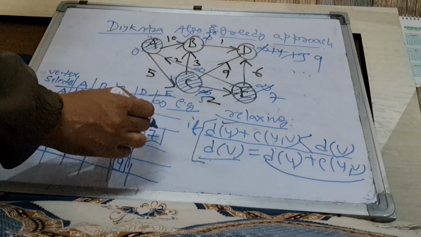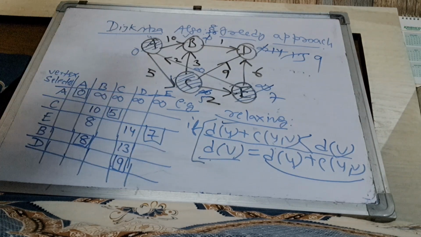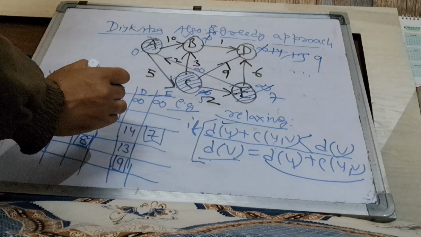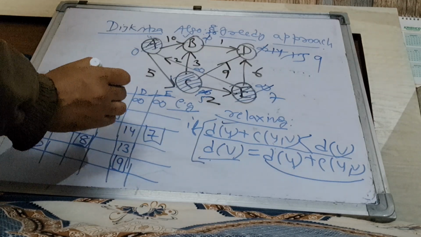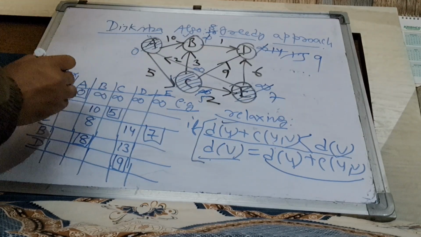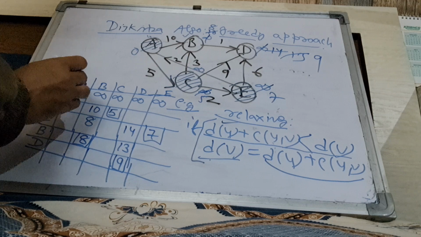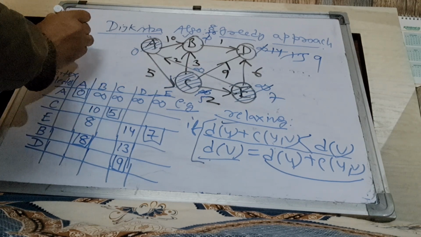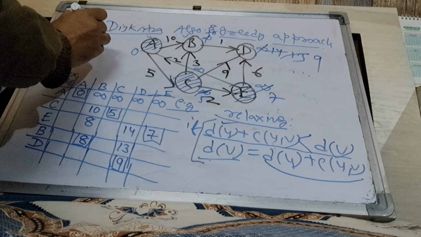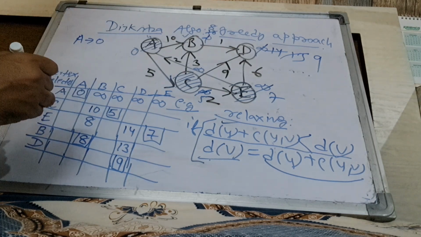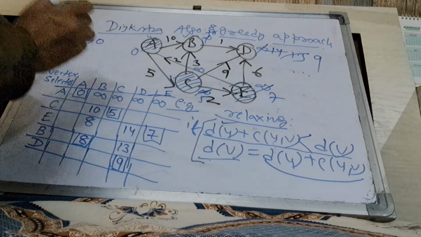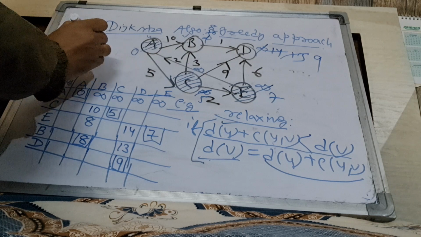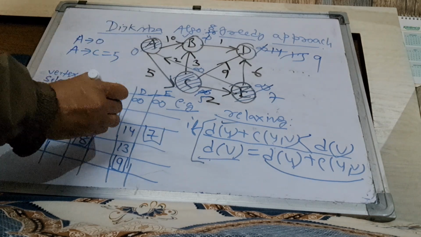And whatever I have highlighted here or selected at a particular instance gives you the cost of reaching that vertex from the source vertex. So you can see A to A cost is 0. It's very much correct. If I want to reach A, my cost is 0. If I want to reach C, my total cost of reaching C is 5.